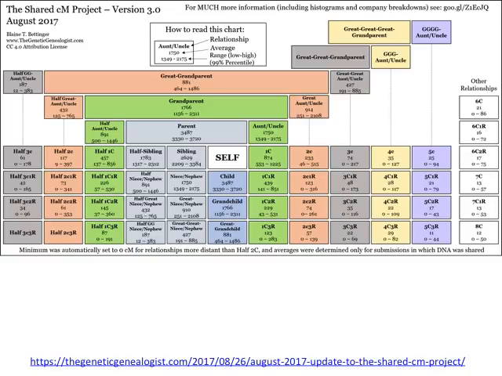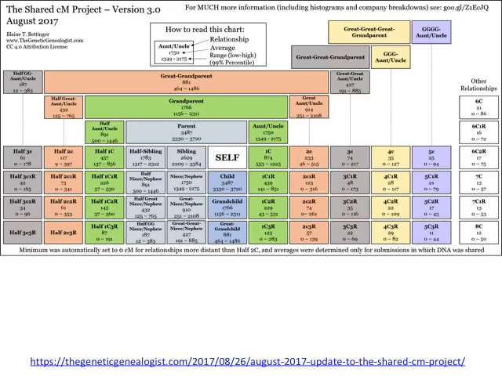Here's you here, there's your parents, there's an aunt and uncle, a first cousin once removed, second cousin twice removed, third cousin 3 times removed, and so on, all the way out to fifth cousin 3 times removed. So you can see here that there is an average. For first cousin, it's 874, but the range is 553 to 1,225.